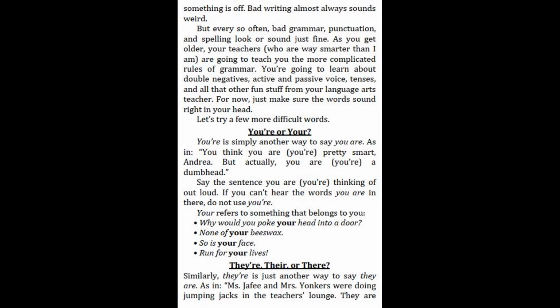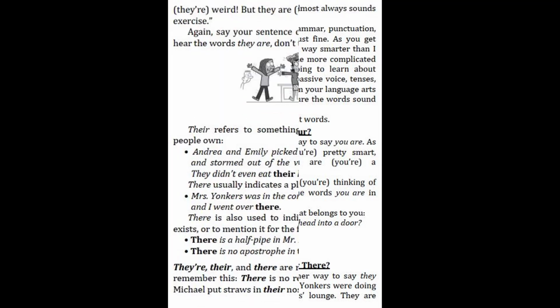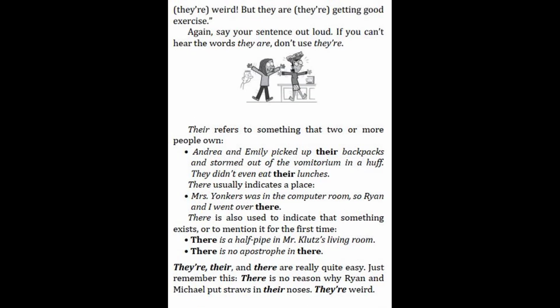They're, their, or there. Similarly, they're is just another way to say they are. As in, Miss Jaffrey and Mrs. Yonkers were doing jumping jacks in the teacher's lounge. They're there, weird, but they're there, getting good exercise. Again, say your sentence out loud. If you can't hear the words they are, don't use they're.